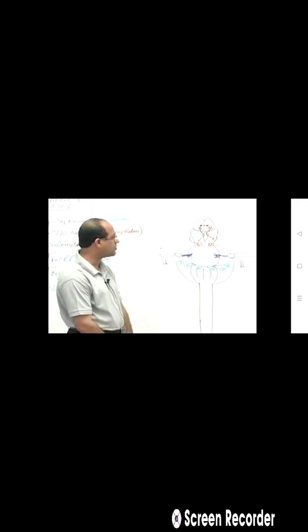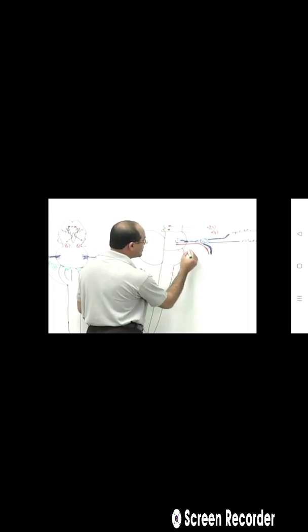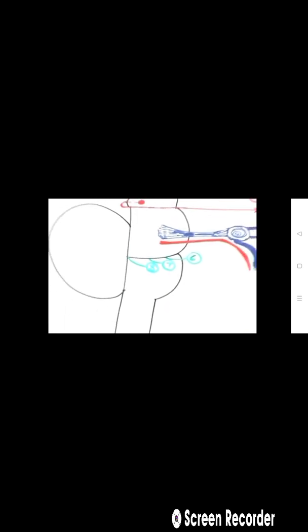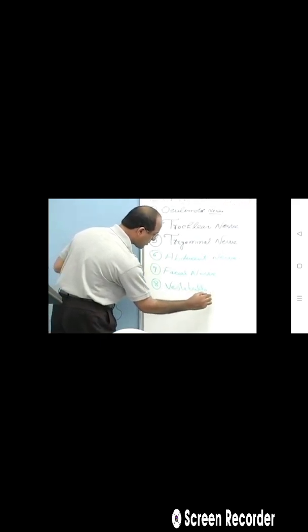Now we must show the same thing in the lateral view as well. Which nerve is coming out from here? 6th nerve. What should be here? 7th nerve. And what should be here? 8th nerve. So, 6th is abducent nerve, 7th is facial nerve, and 8th is vestibulocochlear nerve.